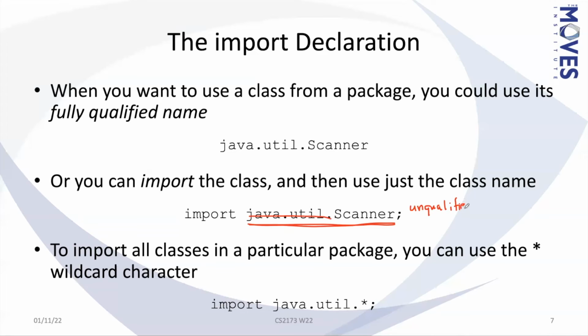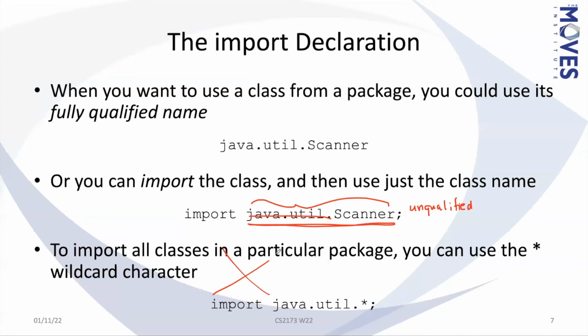The unqualified name of a class is just the class name. The fully qualified name is the whole thing. This is the fully qualified name, and that's the actual, no kidding, name of the thing. Now, they say that you can use the star. Again, that is not recommended, so don't do this.